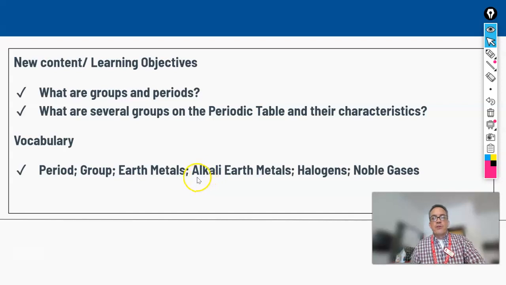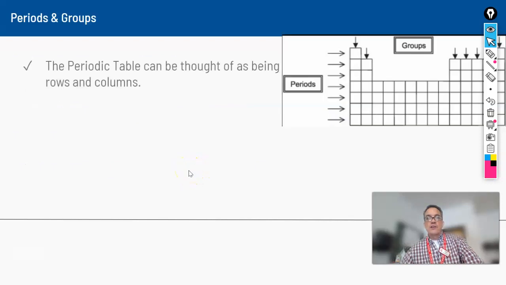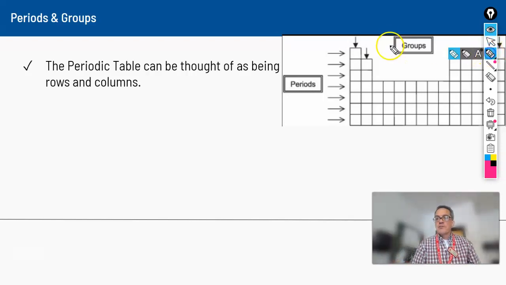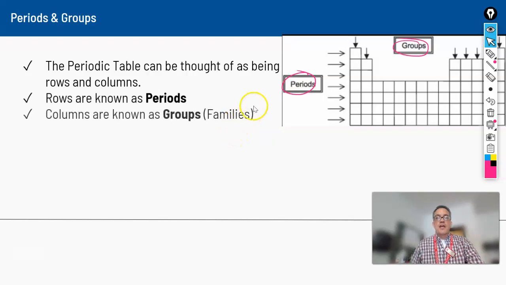Some of the vocabulary will be what a period is, a group, earth metals, alkali earth metals, halogens, and noble gases. When we look at our periodic table, obviously it's just a big box with a lot of little boxes in it, but there's a couple of words that we can use when we're talking about the periodic table to make sure that we're describing it properly and that we have a common vocabulary with it, and those are the words periods and groups. It's just a fancy way of saying a period is a row, and a group is just going to be a column going down.